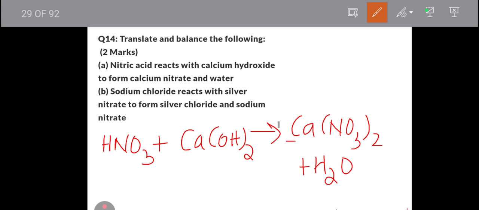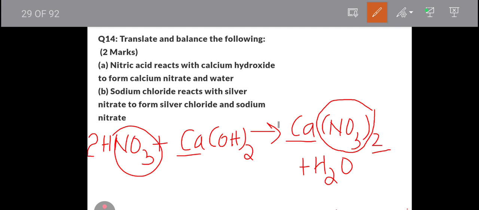Okay, here you have one calcium, here also you have one calcium. So calcium is balanced. Okay, NO3 you will take it as one, means here you have 2 NO3, here you have only one NO3. So you have to make it 2. So how you can make it 2? You can put 2 at the front, right?